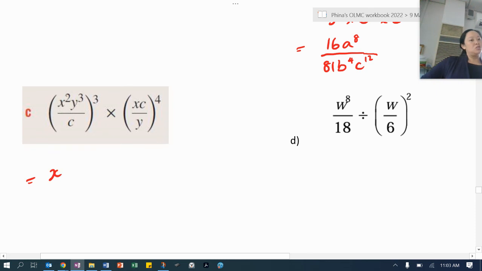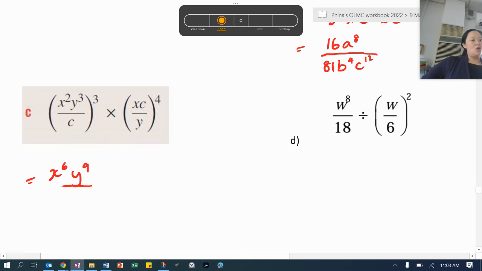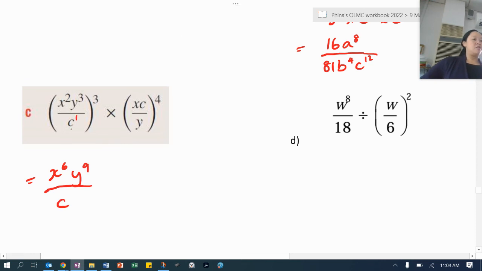So x 2 times 3 is 6. Y 3 times 3 is 9 over c, that's to the power of 1. 1 times 3 is 3 times, and we'll evaluate this one as well. So everything applies there. X, that's x to the power of 1 times 4. 4. C to the power of 1. So that's c to the power of 4 over y, that's also to the power of 1. 1 times 4 is 4.